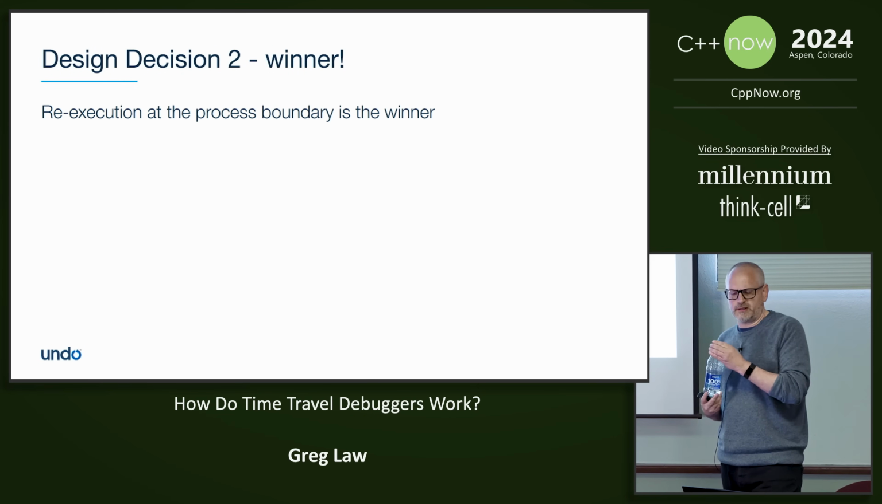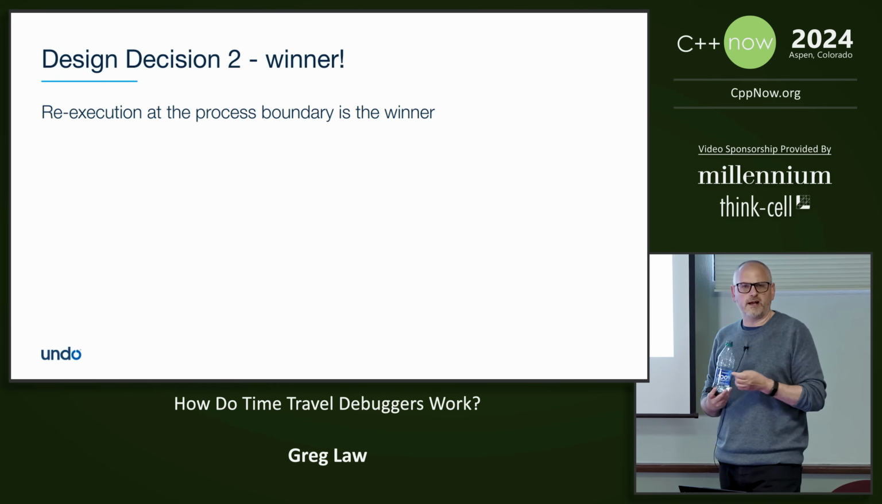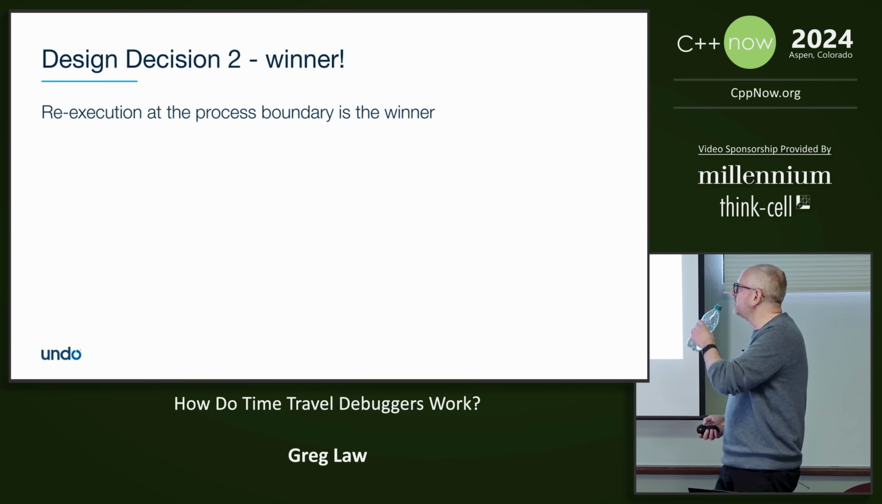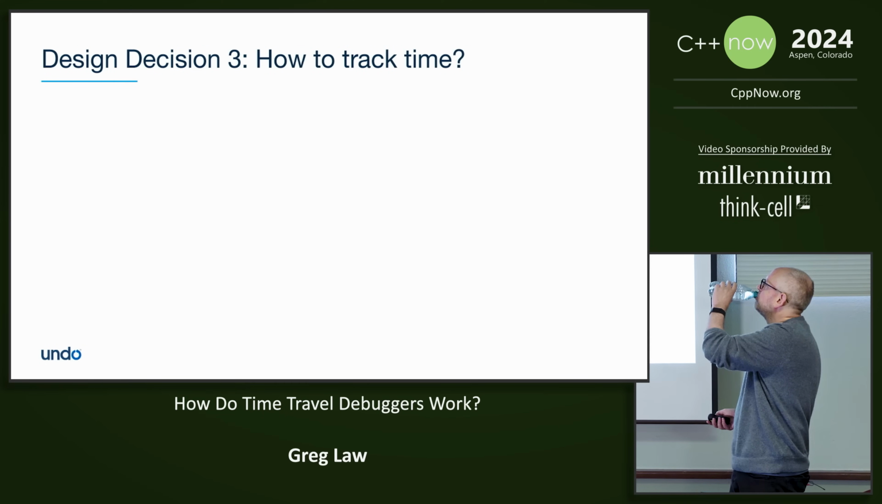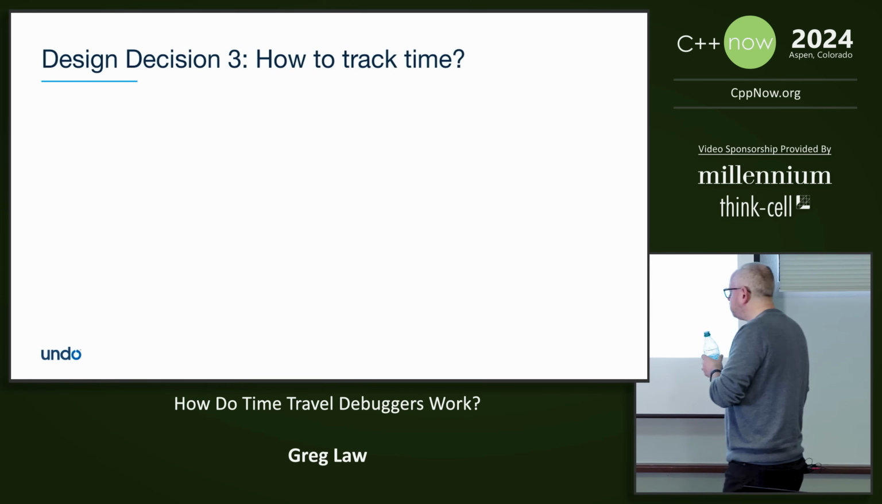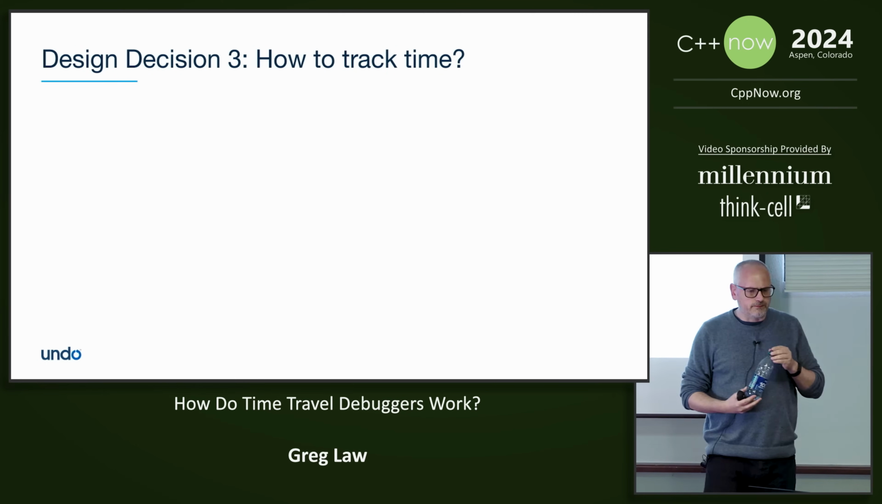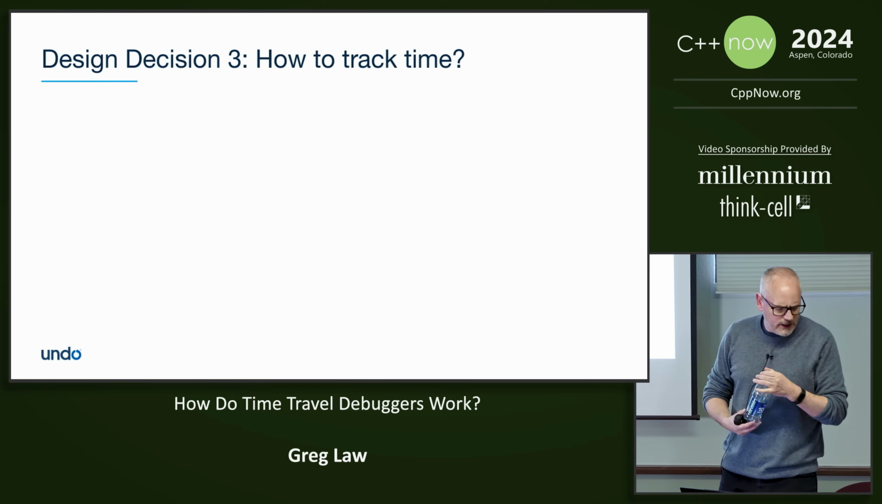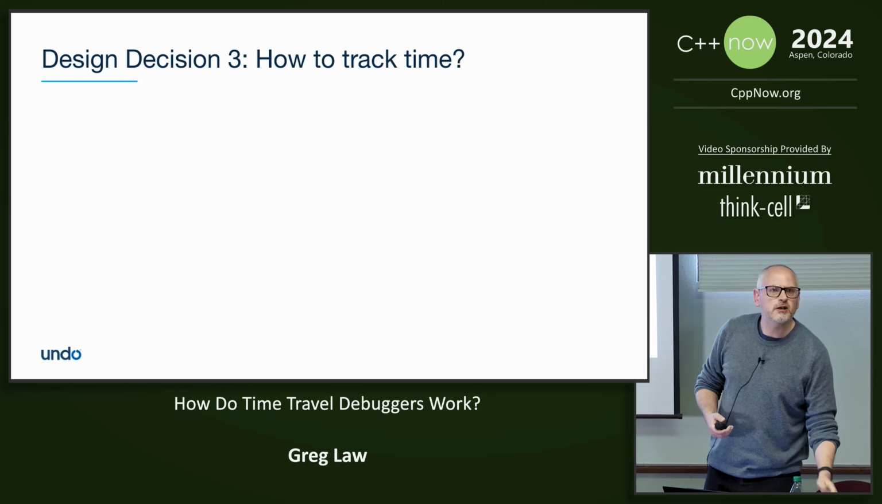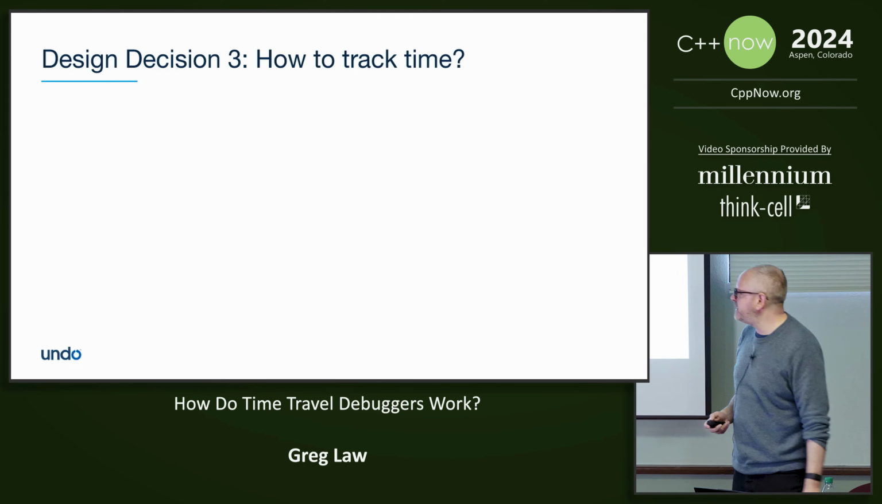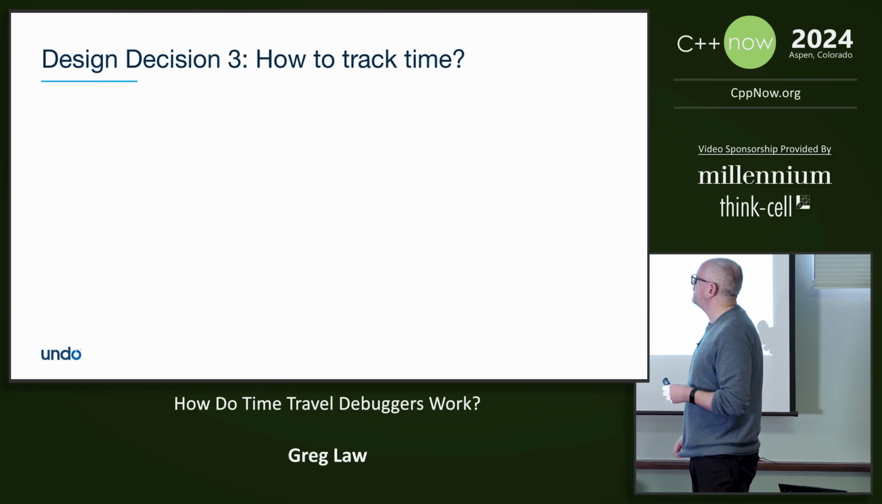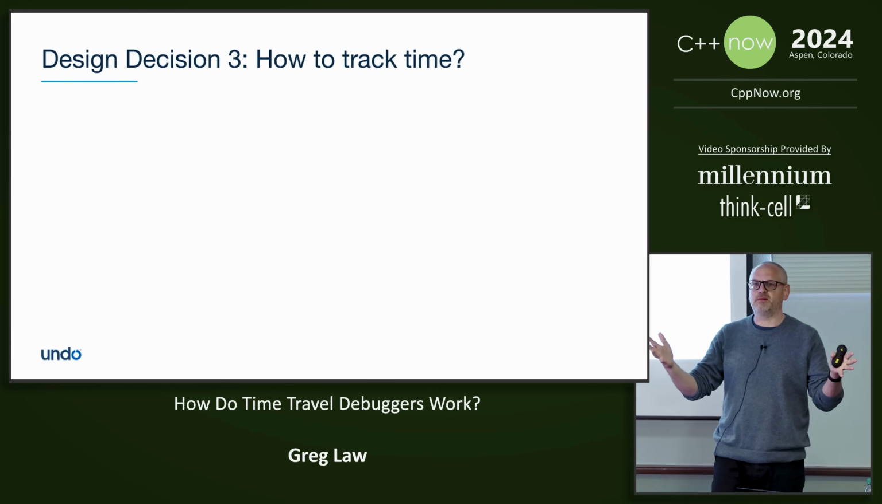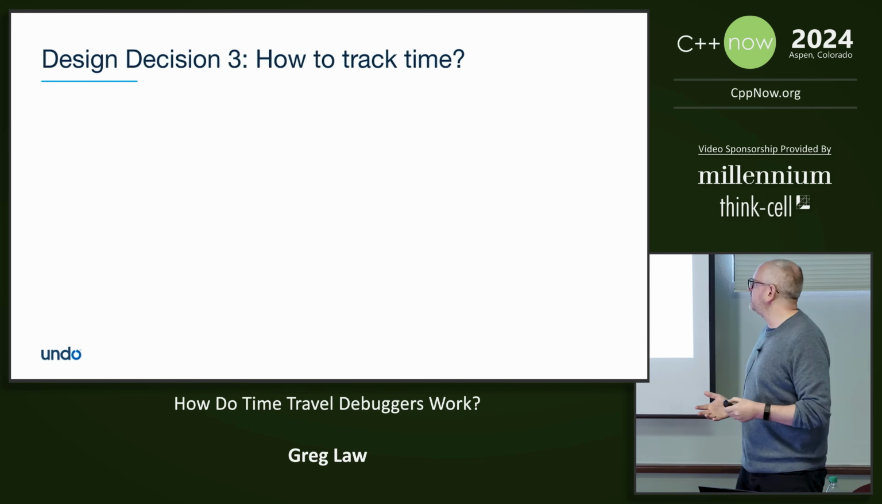Now, with the coming design decisions, there are no clear winners. We're into the usual thing. You get a bunch of trade-offs, and it depends what you want. So yeah, how to track time. I've been talking for 36 minutes about time travel debugging, and I haven't even mentioned time. So we better think about time.